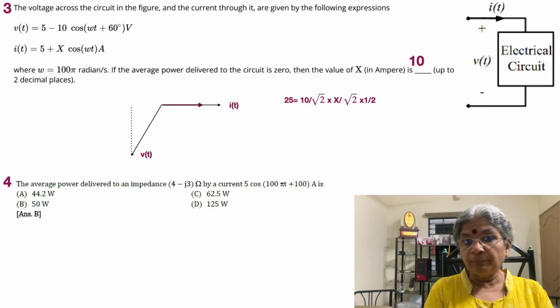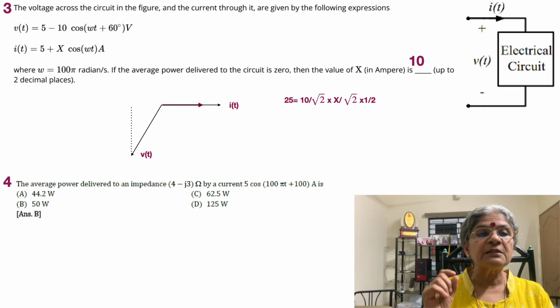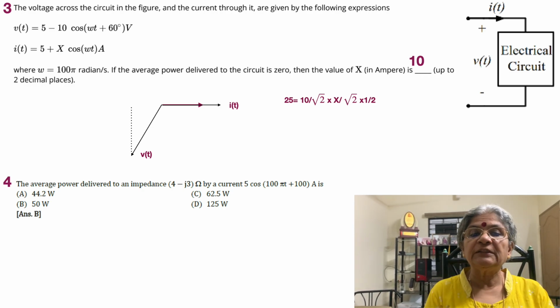So now 25 is equal to 10 from the voltage divided by root 2, multiplied by x, which is again the cosine component of the current, divided by root 2, multiplied by the angle between them, which is 60 degrees. So cos 60. Cos 60 is half, and so you can just solve for x. It is equal to 10 ampere.